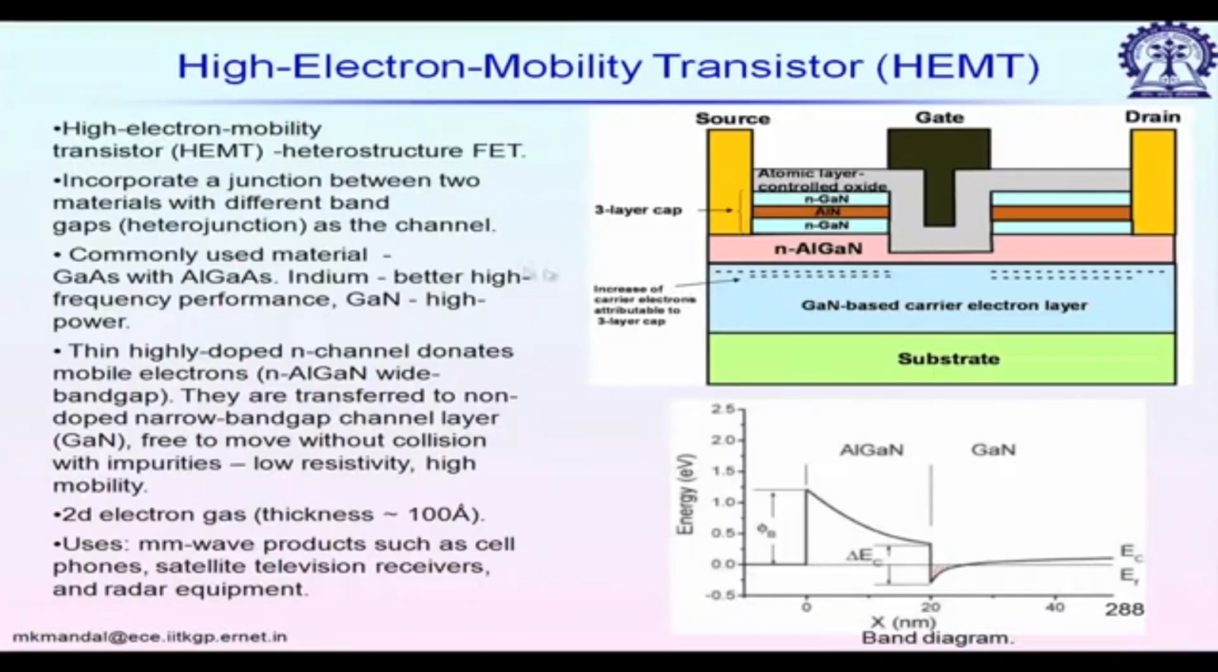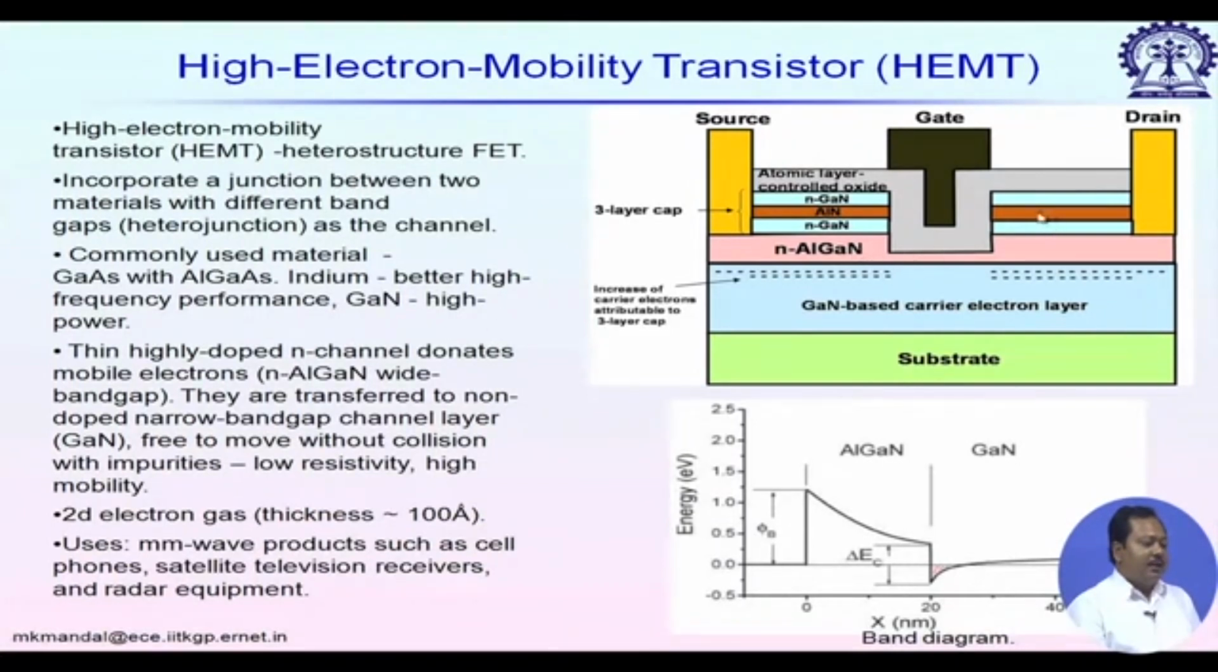So, some characteristics. This is a heterostructure field effect transistor. It incorporates a junction between two materials with different band gaps. That is why it is called a heterojunction channel. Commonly used materials are gallium arsenide with aluminum gallium arsenide. Indium can give better high frequency performance, and gallium nitride can give high power performance.